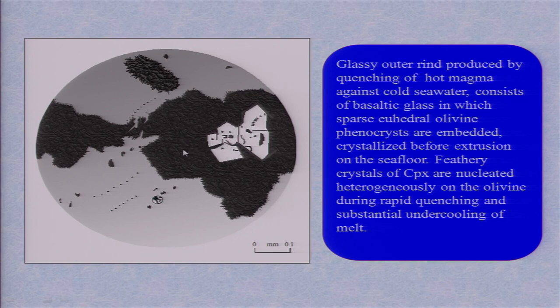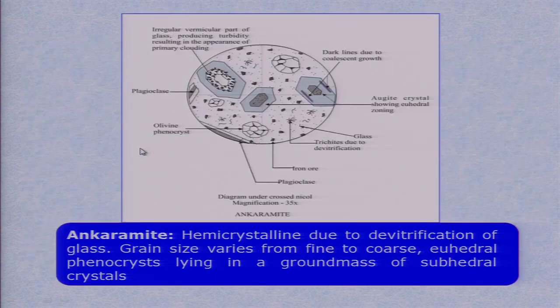Feathery crystals of CPX, CPX means clinopyroxene. They are feather-like, like the feather of a bird. They are seen here. They are produced by substantial undercooling of the melt. See here how a thin section can be drawn while you are viewing this kind of rock under the microscope.